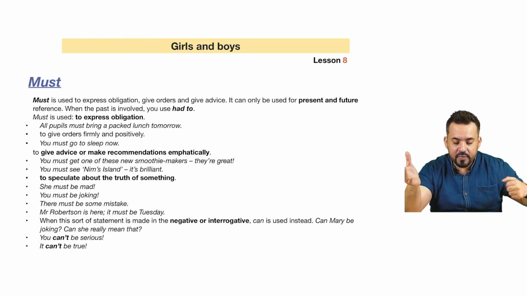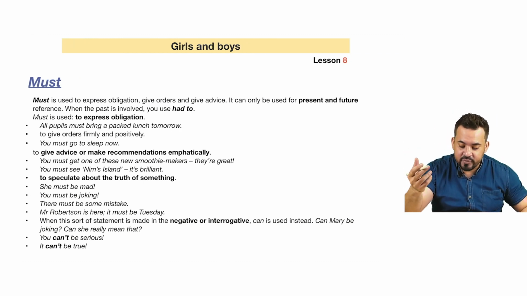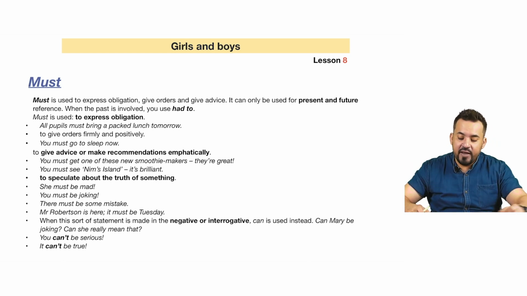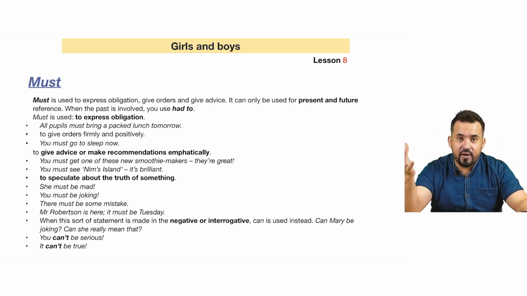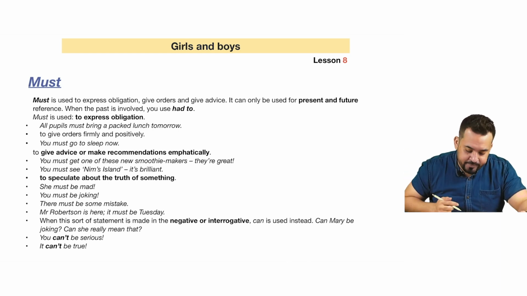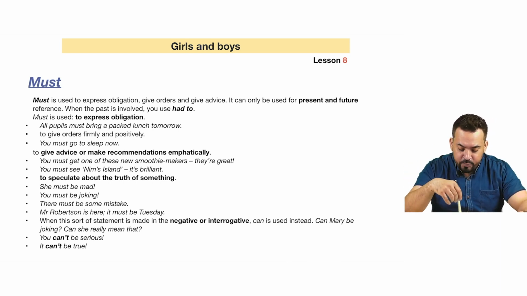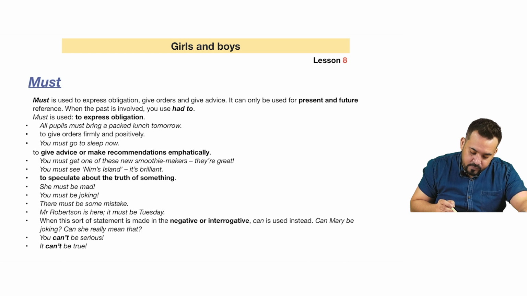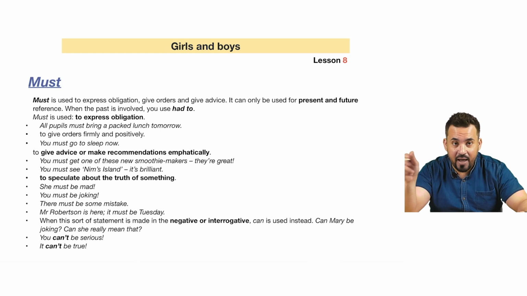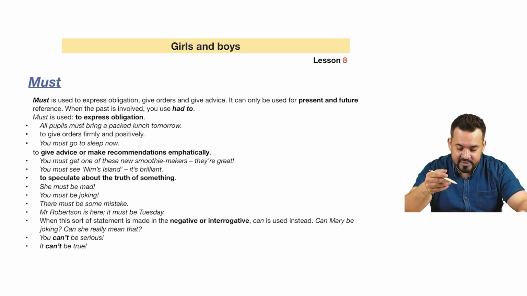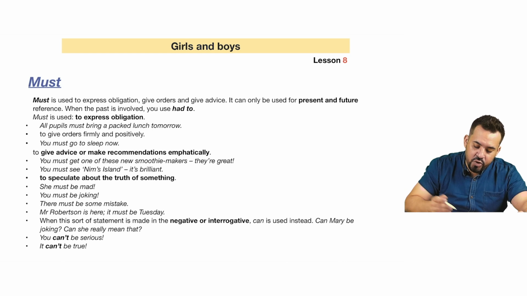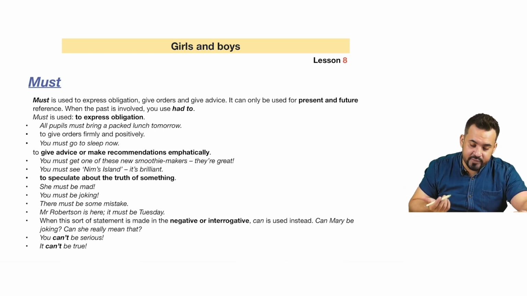Okay, so must is also used to express obligation and give advice. It can be used for future and present references. Let's take a look. All pupils must bring a packed lunch tomorrow. To give orders, we also use must, like you must go to sleep now. Or to give advice, you must get one of these new smoothie makers. They're great. You must see Nim's Island, it's brilliant.